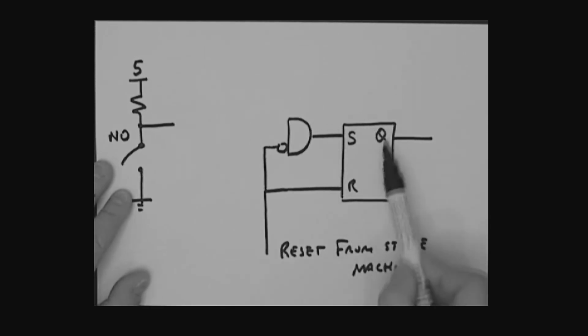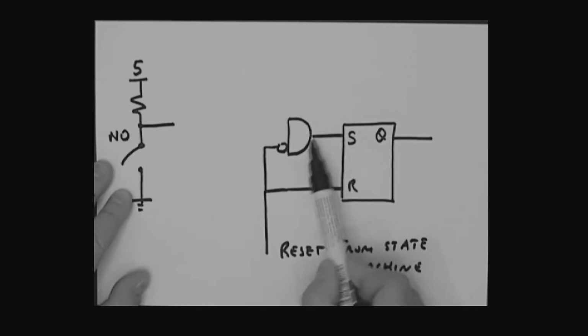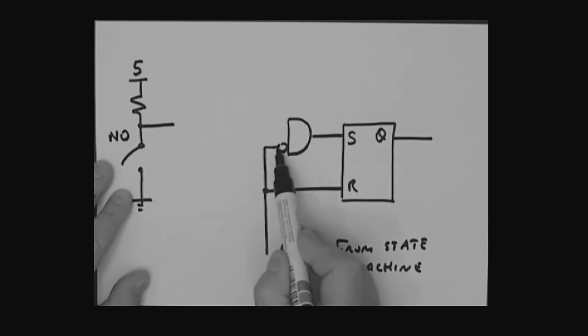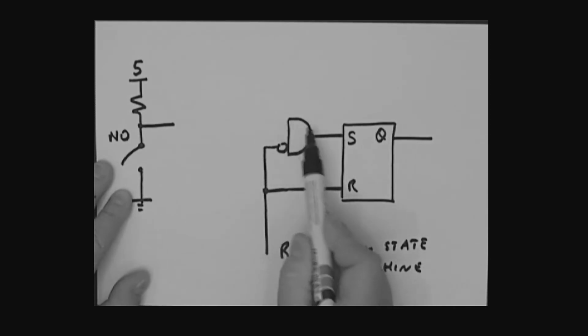Now we've got the SR latch sitting here. What I've done is I've put this AND gate. Now look at what's going into the AND gate. I've got the reset line going to reset. This is coming from the state machine, but it's also going in where? It's bubbled, so this gets inverted before it goes into the AND gate.